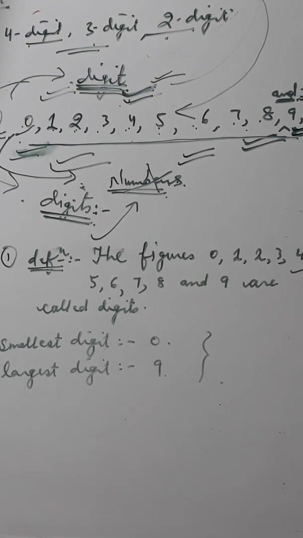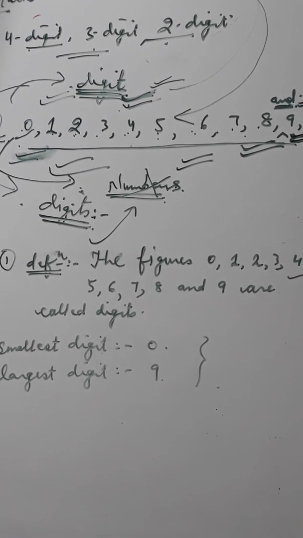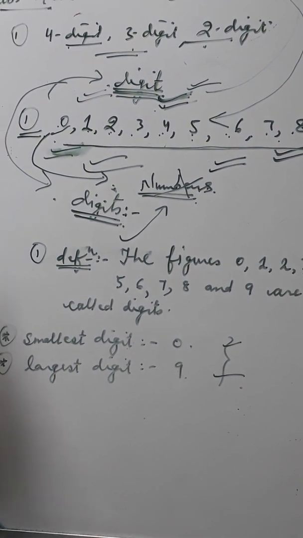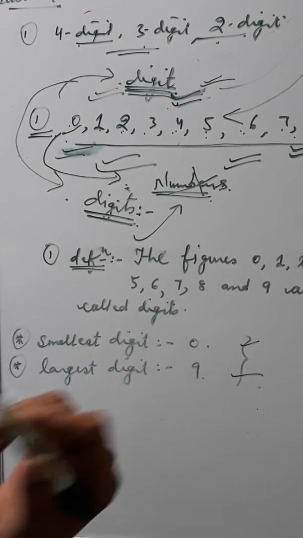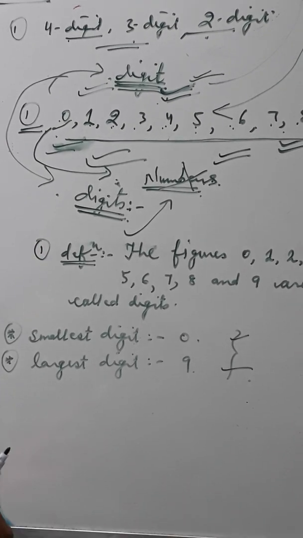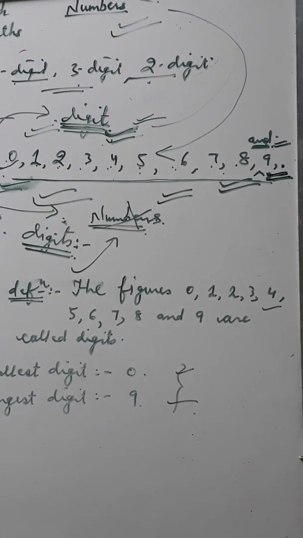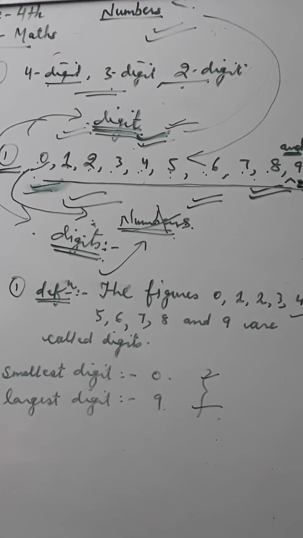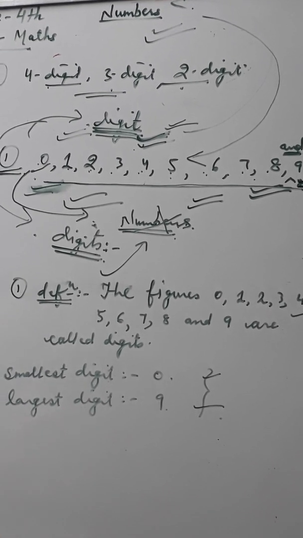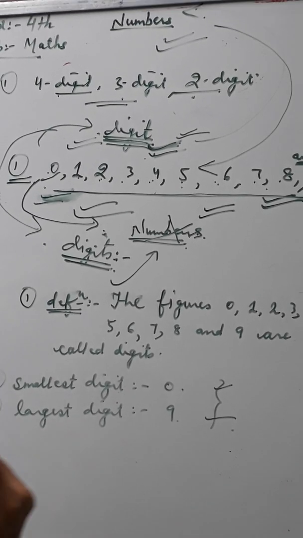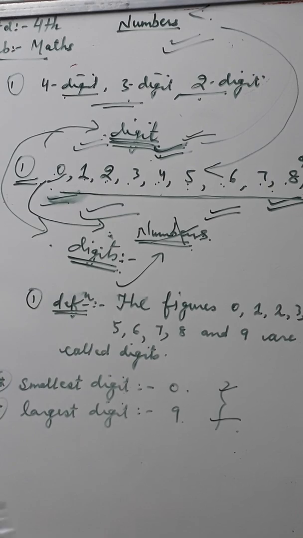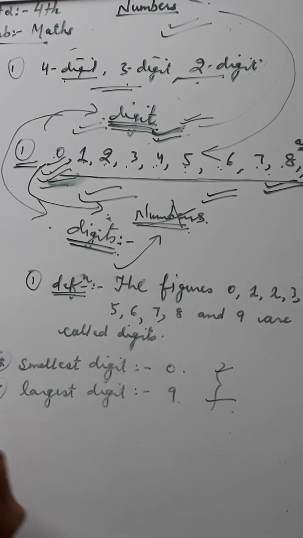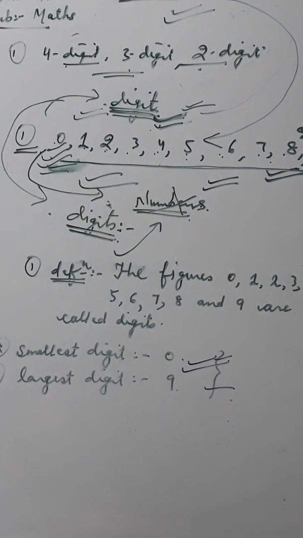So we will move to the other point. I have written here the smallest digit and the largest digit. As you see on the board, from which figure does it start? It starts from 0. So the smallest digit is 0.